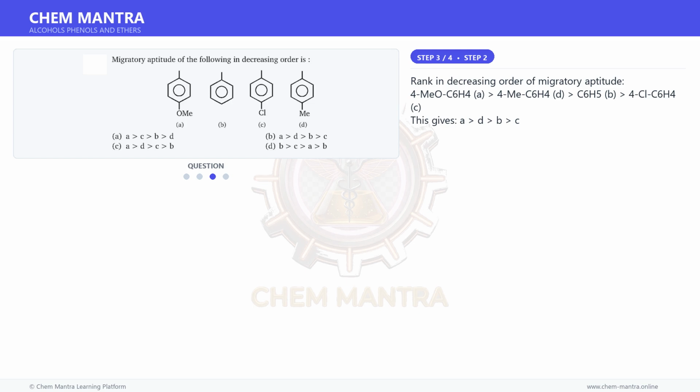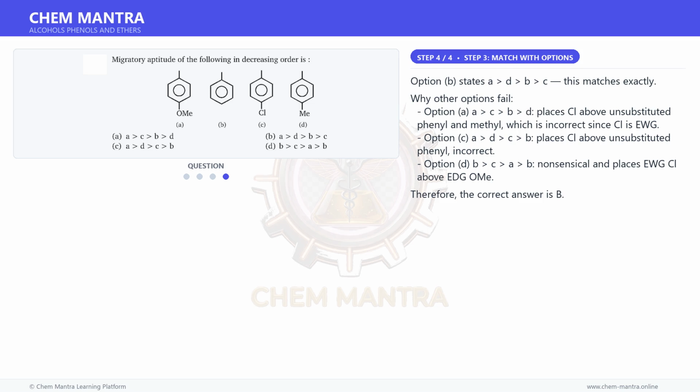Rank in decreasing order of migratory aptitude. 4-MeO C6H4, A; 4-Me C6H4, D; C6H5, B; 4-Cl C6H4, C. This gives ADBC. And for the final step, option B states ADBC, this matches exactly.